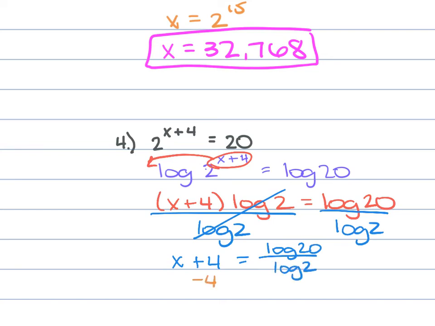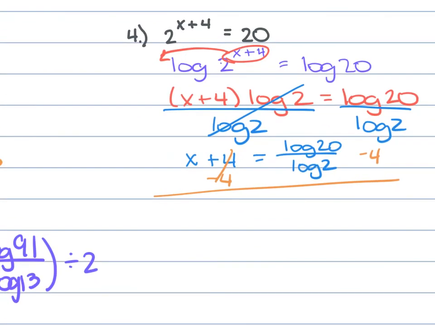From here, we would subtract 4 from each side. So this can be written as x is equal to parentheses log 20 over log 2 minus 4. If we were using a calculator and were to solve this, we can do log 20 divided by log 2, hit enter, and then subtract 4 from that to give us 0.32.